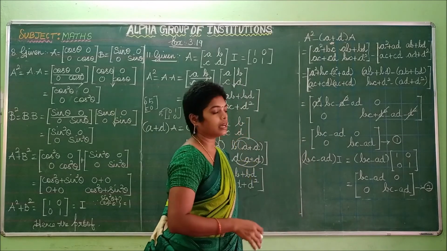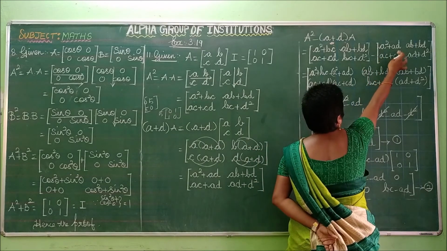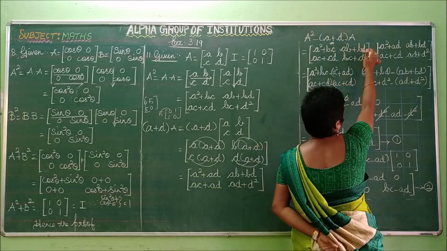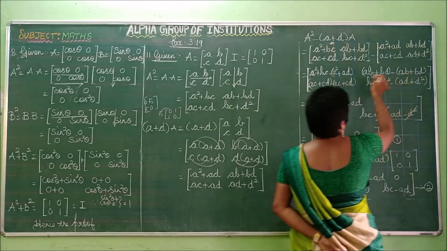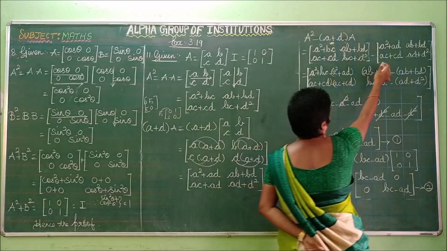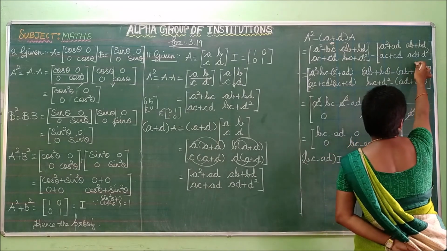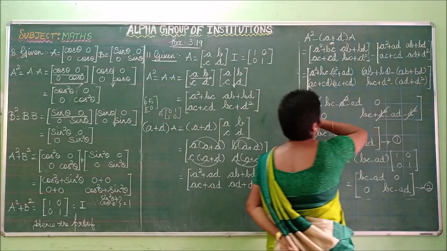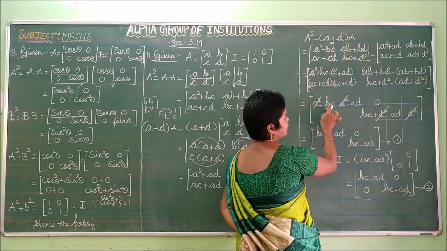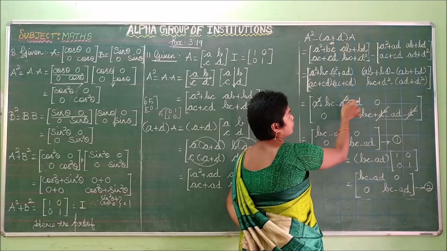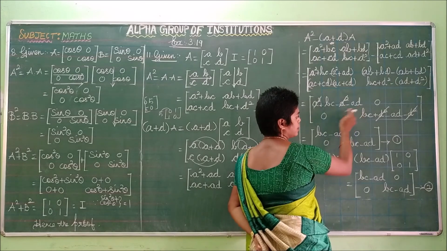Then subtract the corresponding terms. Subtraction means you subtract the corresponding values. So a squared plus bc minus (a squared plus ad); then second term ab plus bd minus ab plus bd; ac plus cd minus ac plus cd; then bc plus d squared minus (ad plus d squared). For the first, take a squared plus bc, apply the negative: minus a squared minus ad. The a squared and a squared get cancelled. The remaining value is bc minus ad.